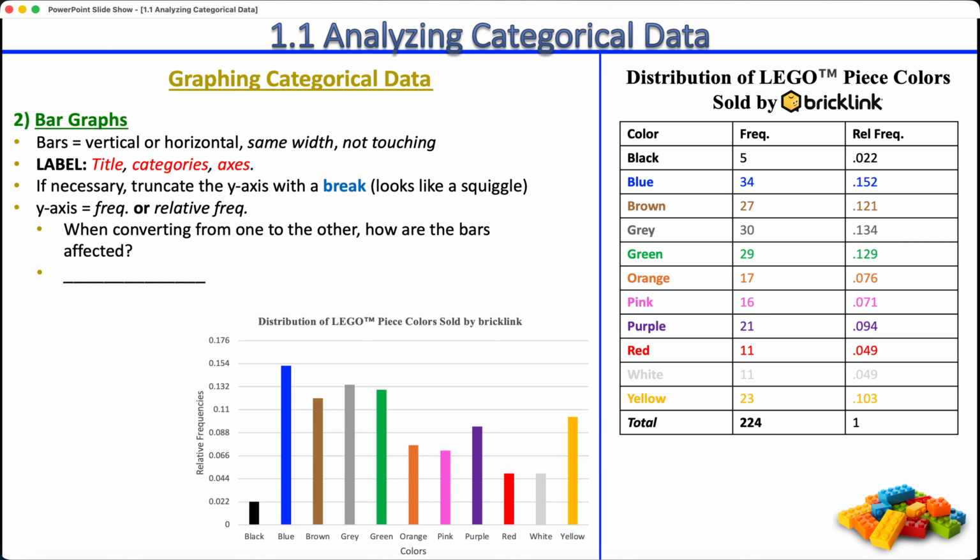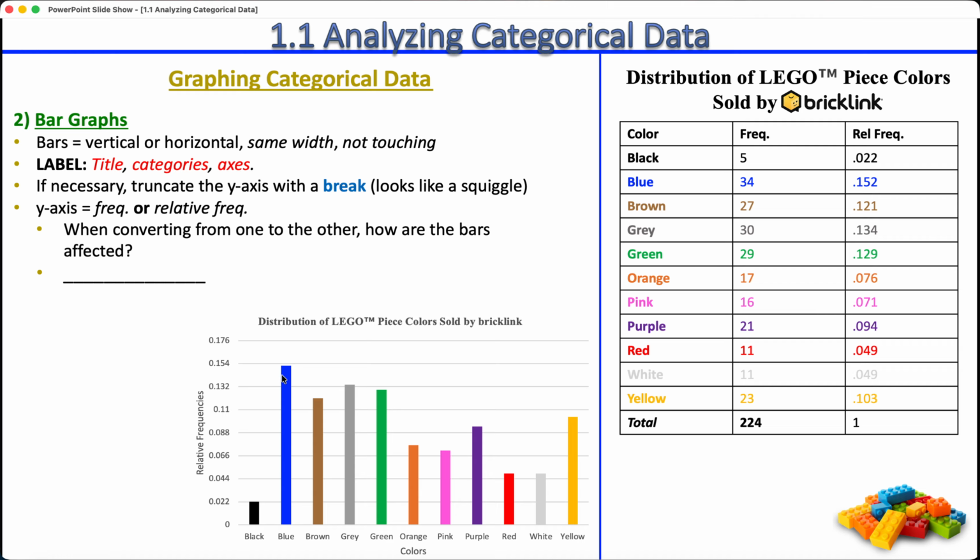Oh, look, pretty much nothing changed. Not really. All I really did is, again, think geometry. I scaled down the y-axis by a factor of 224. I just divided everything by 224, and that gave me the actual percentages instead of the raw counts. So we can see the bars are all the same heights relative to one another. Any slight differences we see between the frequencies and the relative frequencies is just due to rounding on the y-axis and rounding the relative frequencies. But everything is still the same height relative to one another.